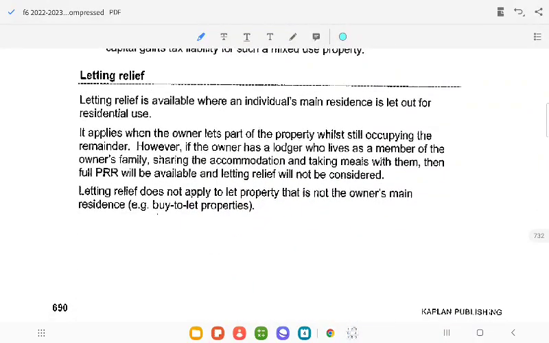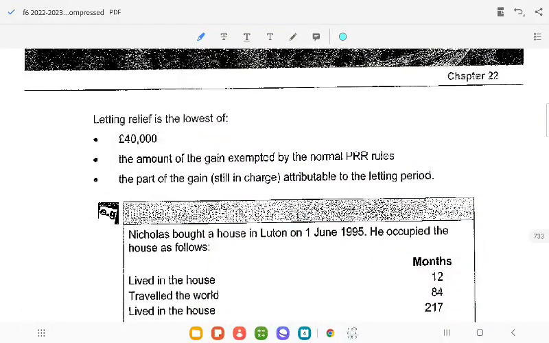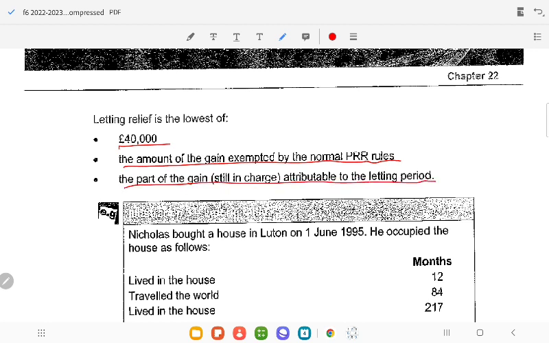Letting relief is calculated by comparing 3 things. First, 40,000. Second, the amount of gain exempted by the normal PRR rules, meaning PRR. And third, the part of the gain attributable to the letting period. To calculate the part of the gain that is attributable to the letting period, the formula would be the same: gain multiplied by letting period divided by period of ownership.